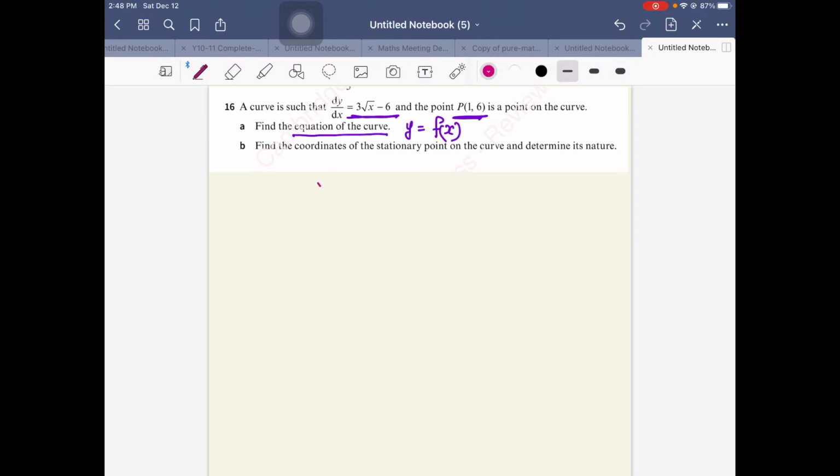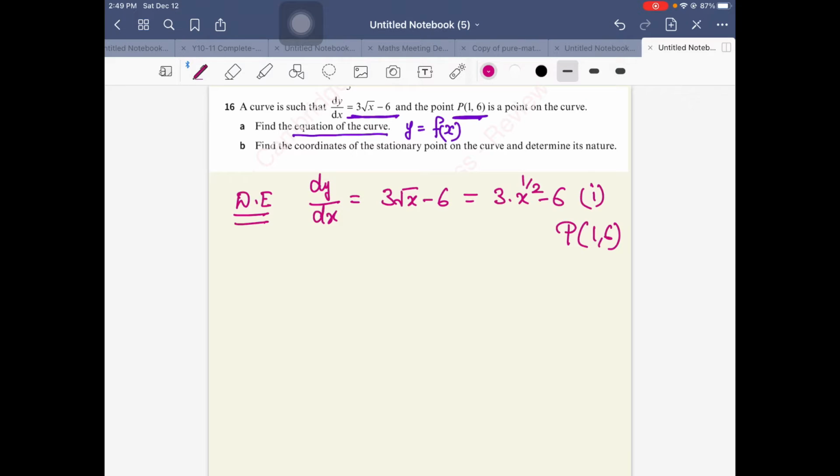This is the derivative equation: dy/dx is equal to 3 times root x minus 6. I can write this equation in a more simplified form: 3 times x power 1/2 minus 6. So this is the differential equation of the curve. And we are given a point P(1, 6), which is on the curve. So we are given two things. First, the differential equation. Second, a point on the curve. And in the A part, we have to find the equation of the curve.